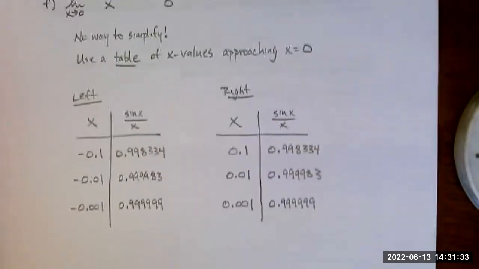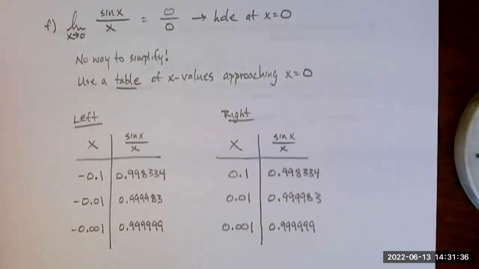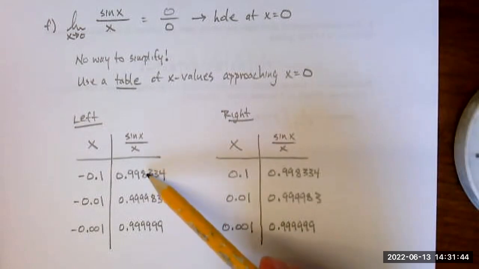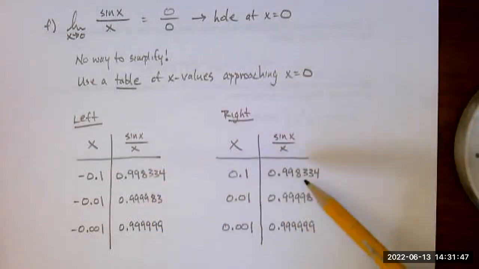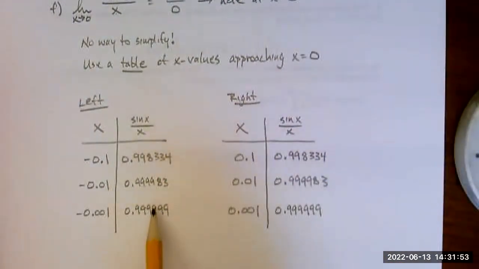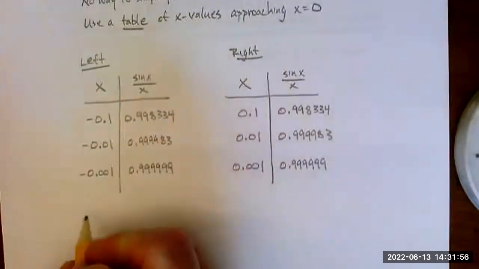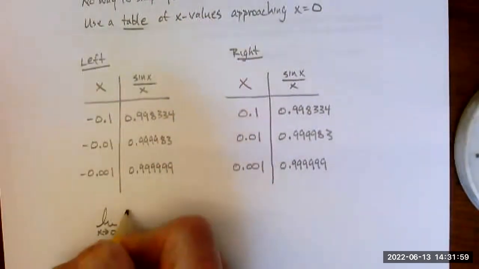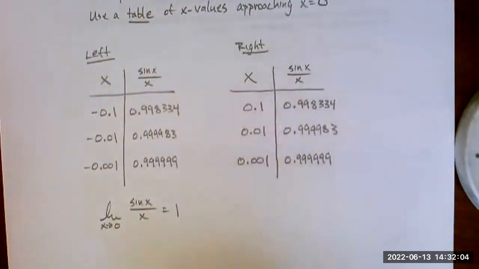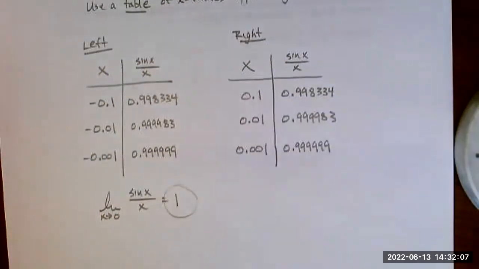So what seems to be happening? And now we're just doing this based off of the numbers right in front of us, right? We don't have a graph. Well, as we're getting closer to 0, what y value do we seem to be approaching from both directions? It looks like these numbers are getting closer to positive 1. And that is the case on both sides. They're both headed towards 1.